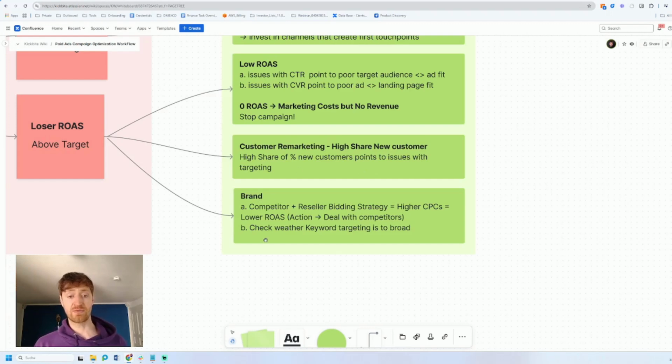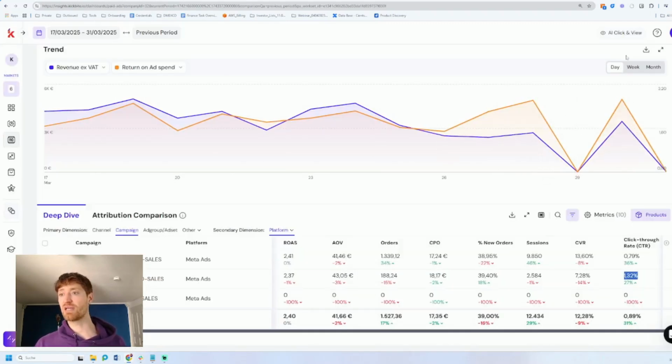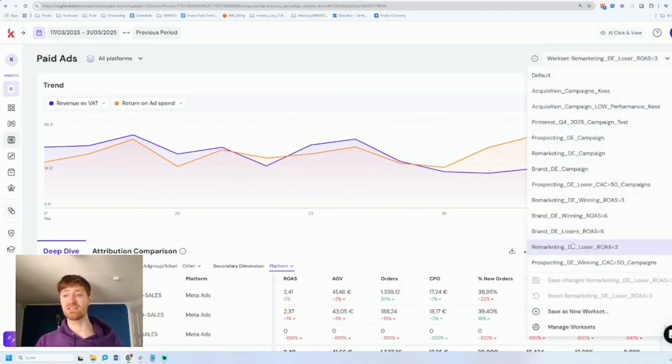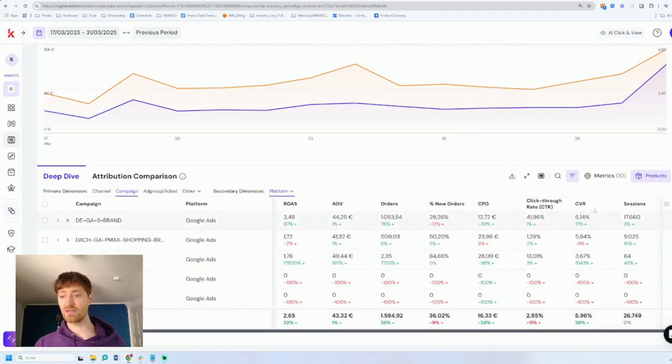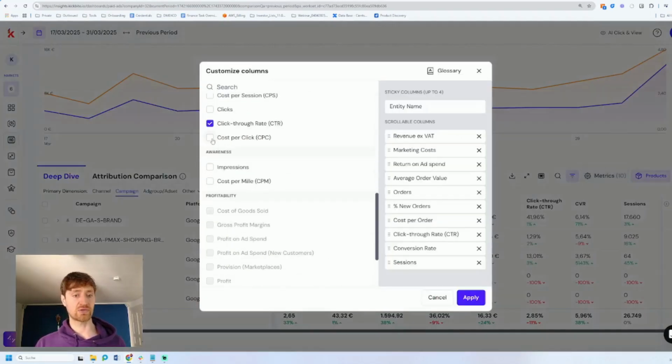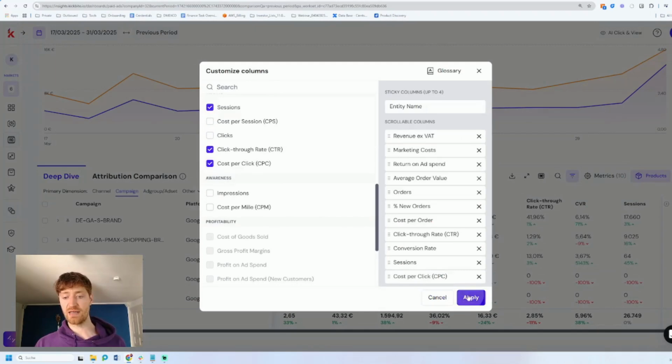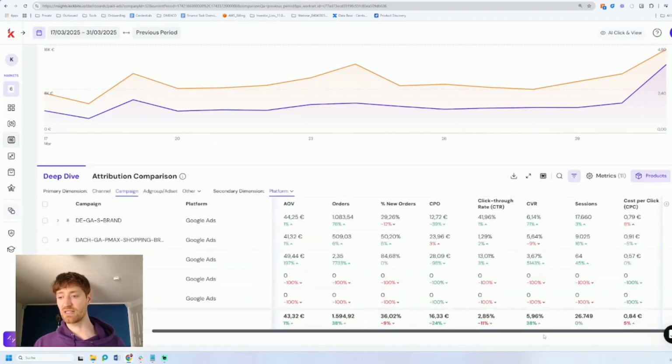First, for brand, we have two different actions to take. The first one to check would be about competitors and resellers bidding on your branded keywords. Why? Because bidding on your branded keywords also leads to higher CPCs for you, and that lead to lower ROAS. So let's check the branded ROAS, and here you can also include the metric CPC to check if there's something that you see that doesn't make so much sense, where the CPC is way too high.